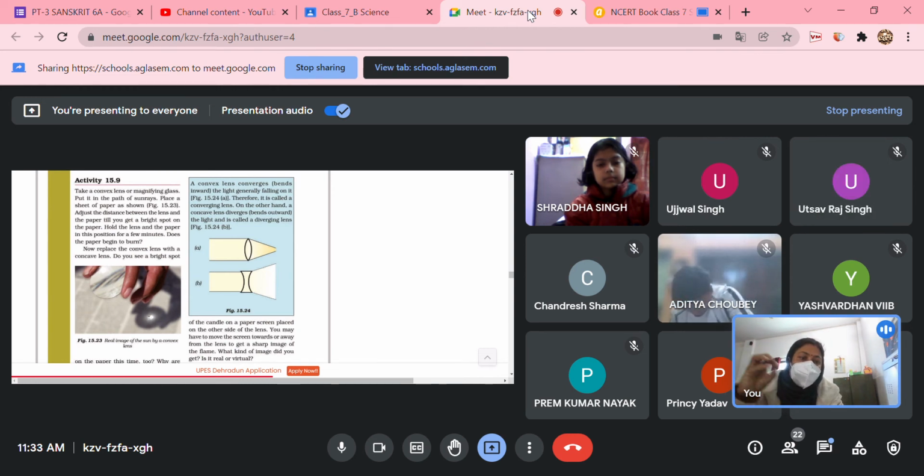We are just heating up that part by concentrating all the rays that are falling on the lens. They are just converging at a point, and we are going to have a point image, a real image, which will increase the temperature of that part, and the body will start to burn. Okay, now continue.